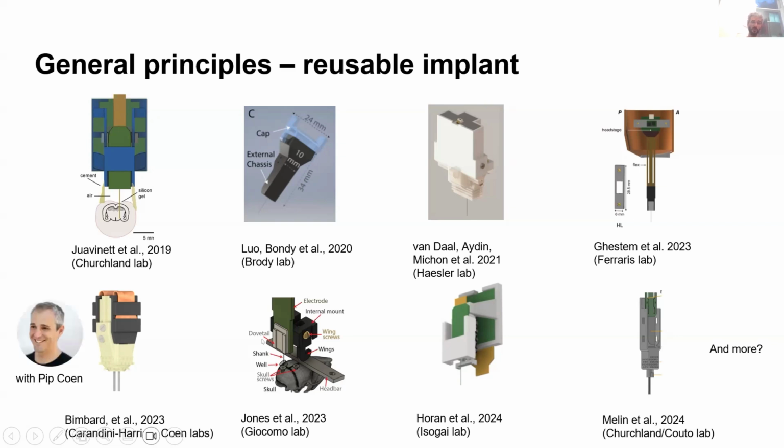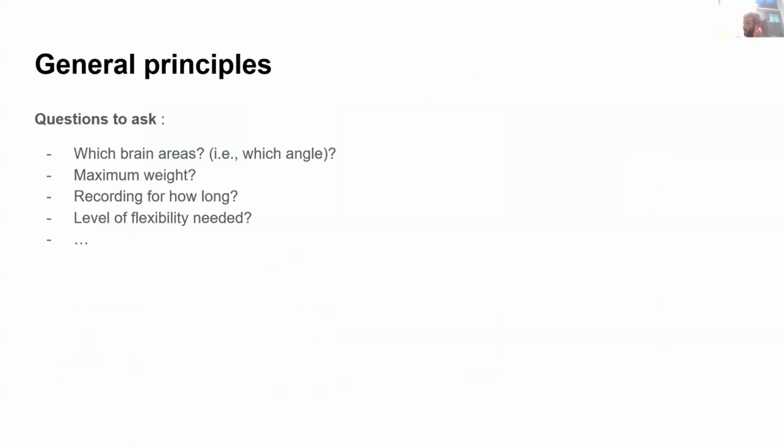Now, I'm going to focus on this one, which I've designed with Philip Cohen, not because it's the best, but because that's the one I'm most familiar with. But in general, if you want to pick one of these devices, the questions you want to ask are the following. At least that's what I think of when I choose a chronic implant. The first one is which brain area you want to target. And by that, I mean, do you have any specific constraint on the angle you will use? What's the maximum weight that you're allowed to use? In the UK, for example, we usually have limitations on how much weight we can put on the head of the mouse in our case.